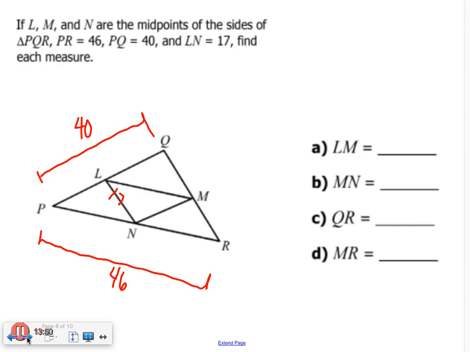So if I wanted to find the measure of LM, how could I find this? Yeah, it's half of 46, because do you see how they're the parallel side? So I know that LM is half of 46, which is 23. What about MN? 17. What side is MN parallel to? QP, yes. So half of 40.